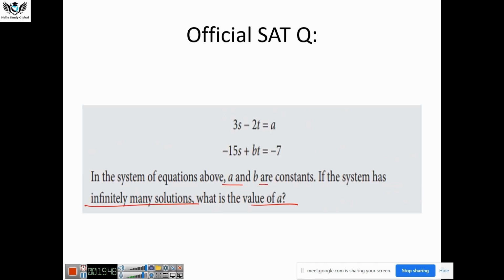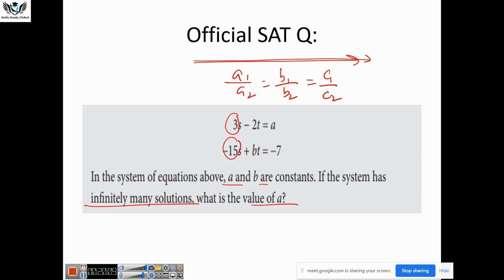What is the condition for infinite solution? All the points would be overlapping, so it would virtually be the same set of lines. So a1 by a2 would be equal to b1 by b2, would be equal to c1 by c2. Right, let's do this. So a1 by a2, 3 by minus 15, would be equal to minus 2 by b, minus 2 by b would be equal to a by minus 7.